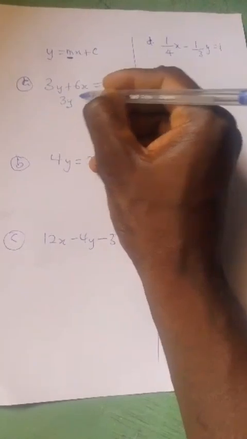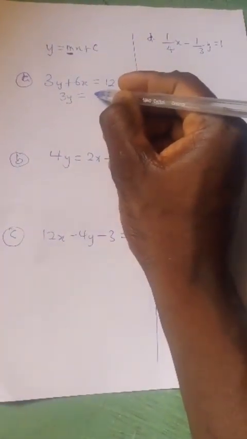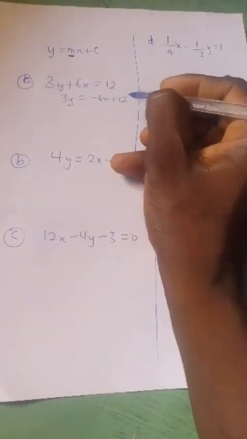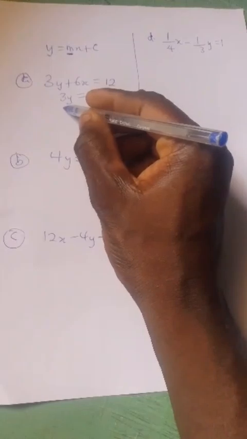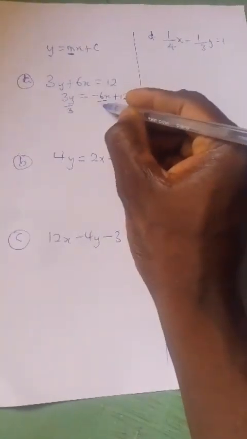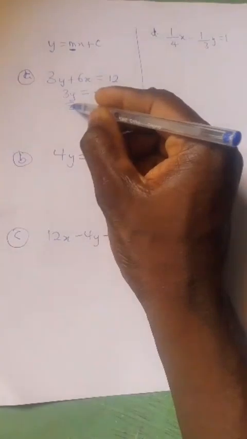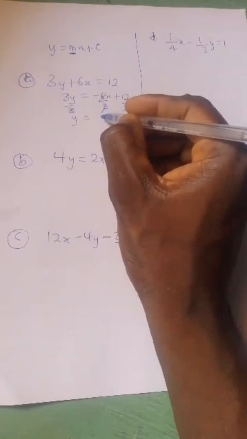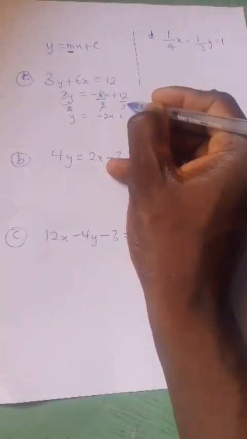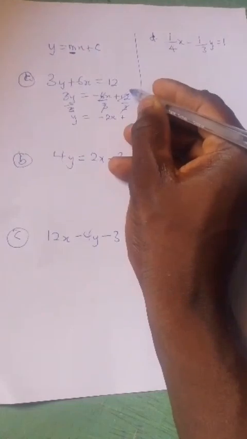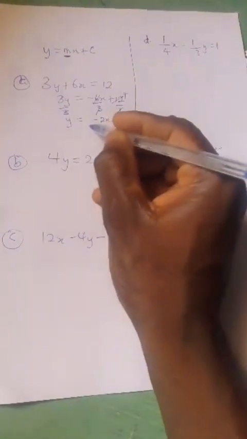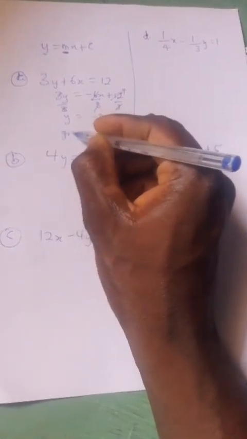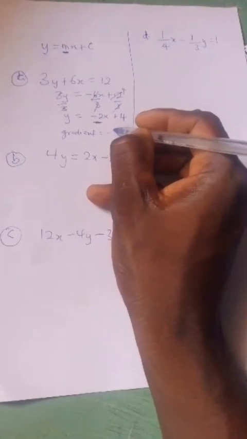3y is equal to, let's move the 6x, so minus 6x plus 12. Now you want to make y the subject, so you divide both sides by 3. So y is equal to, 3 cancels 6, you get minus 2x, plus 3 cancels 12, you get 4, so plus 4. So here the gradient is the coefficient of x, which is negative 2. So gradient is equal to negative 2.